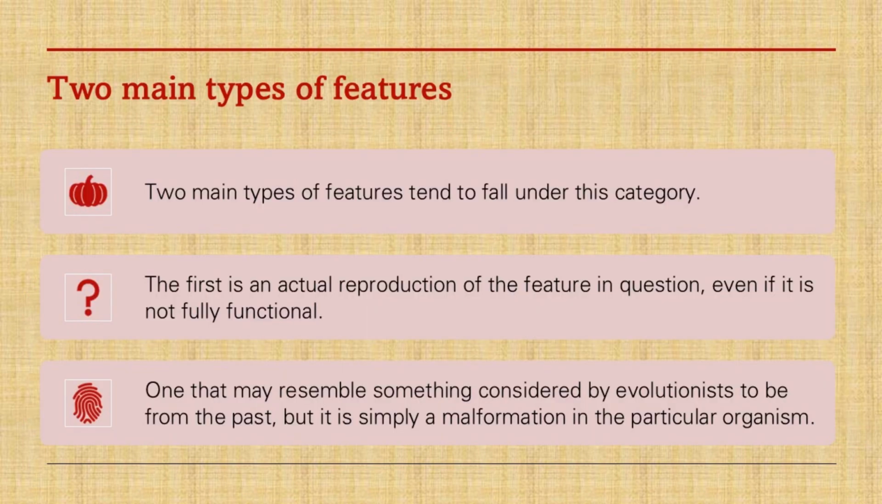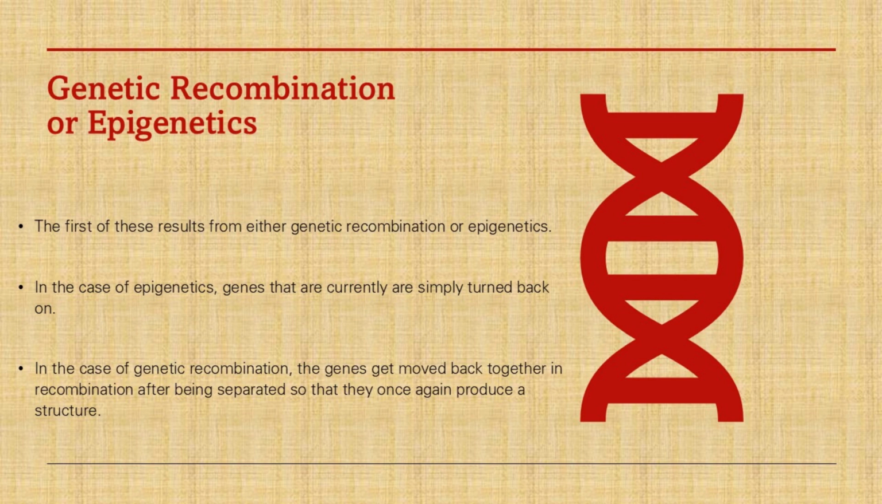Two main types of features tend to fall under this category. The first is an actual reproduction of the feature in question, even if it is not fully functional. The second may resemble something considered by evolutionists to be from the past, but it is simply a malformation in the particular organism. The first of these results from either genetic recombination or epigenetics.